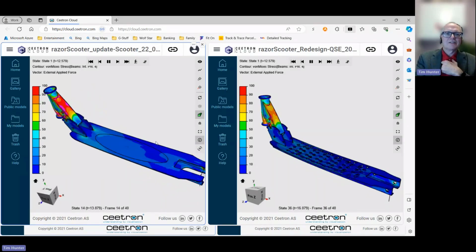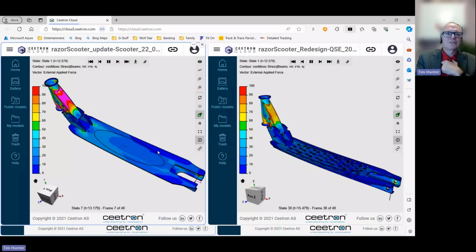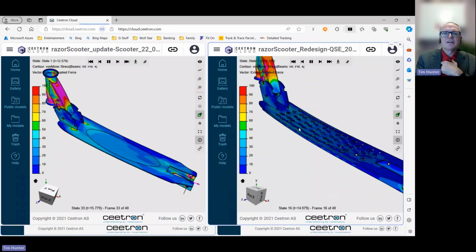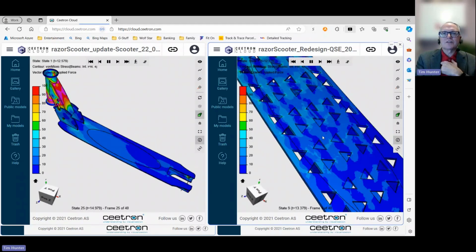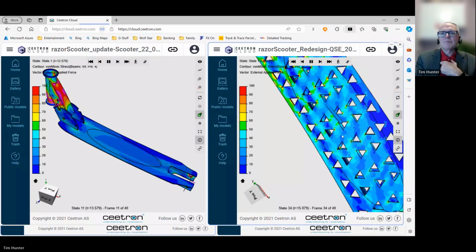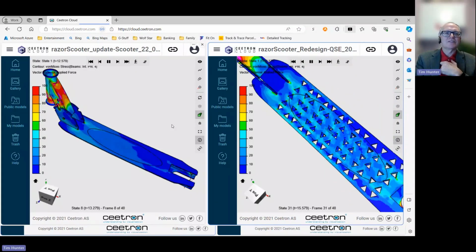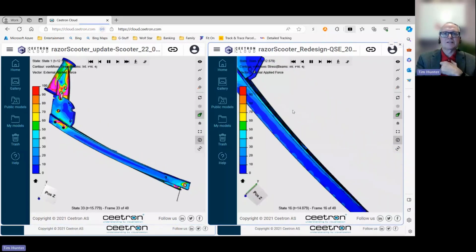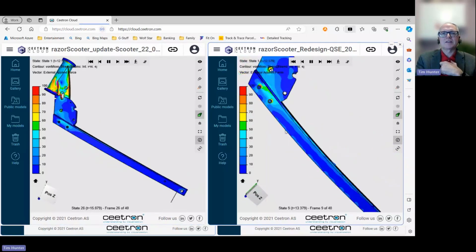So there's our baseline design, and here's our modification. And yes, we get stress risers here. We get some increased stress here because of my cutesy little pattern. But nominally, that's not a big deal. It's nothing that we'd be too concerned about. Okay, everything basically performing more or less the same.